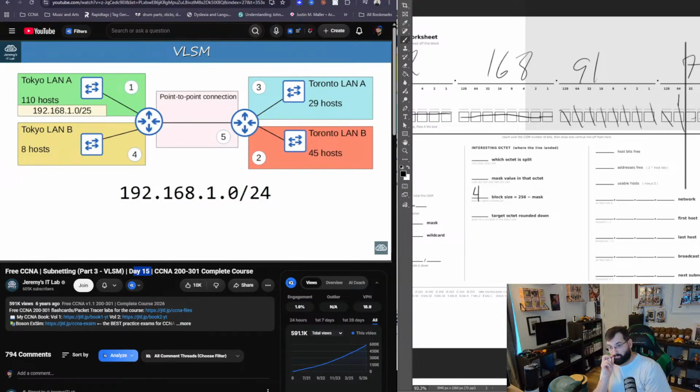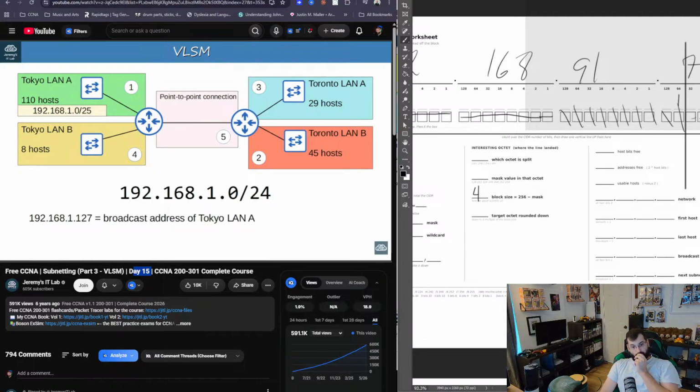That /25 subnet uses up half of the address space of the 192.168.1.0/24 network, but that's no problem. Using VLSM, we can assign smaller subnets to these other LANs, and you'll see that there is enough address space left. So next, we should assign Toronto LAN B. So 192.168.1.127 is the broadcast address of Tokyo LAN A.